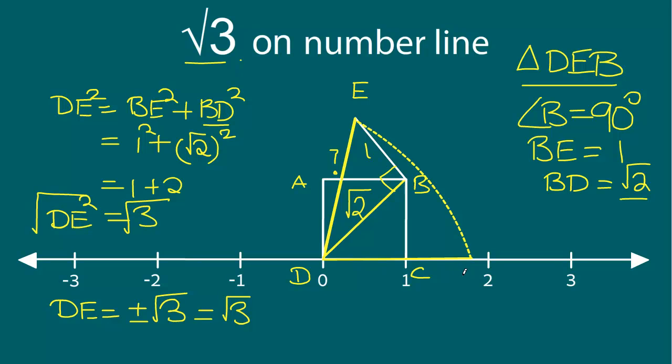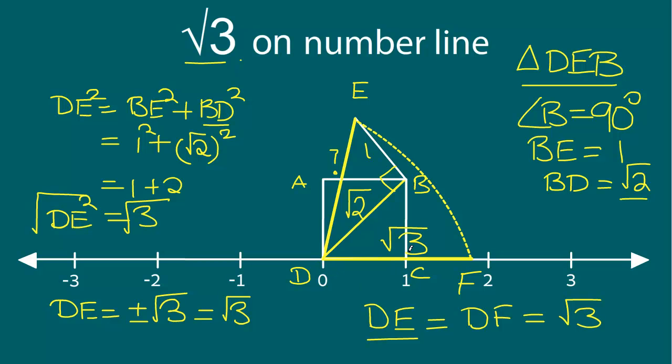Now let's call this point F. So what happens here is, now the length DE will be equal to DF. Why is that? Because D is the center of the arc and DE and DF are of same length because we have drawn an arc, right? So now we know DE is square root 3, so that means DF, this length, will be square root 3. Or in other words, this highlighted length DF is square root 3. So we have found out how to draw square root 3 on the number line.